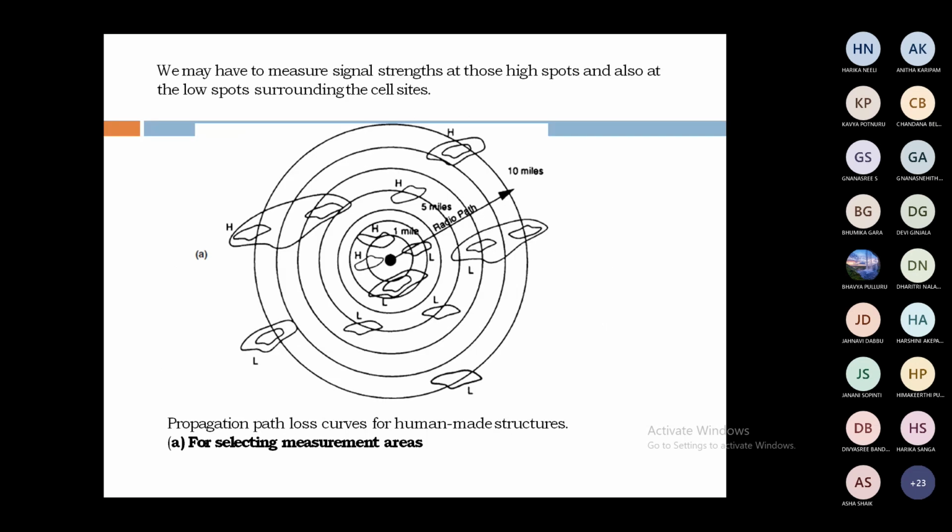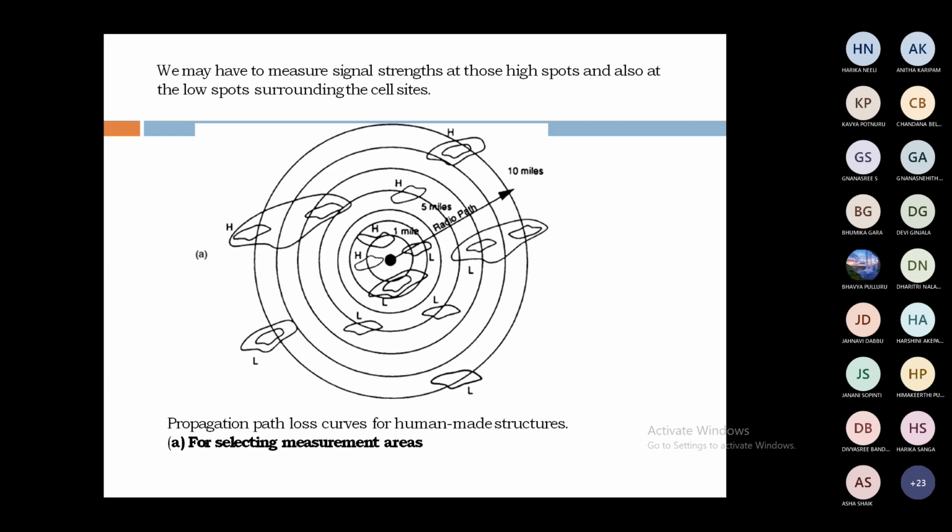How do we calculate this? First, we have to fix the center. We are fixing the base station, a black color dot. The maximum coverage for each base station is 10 miles. Now we have to draw circles: a circle for the first mile, the 5th mile, and the 10th mile.